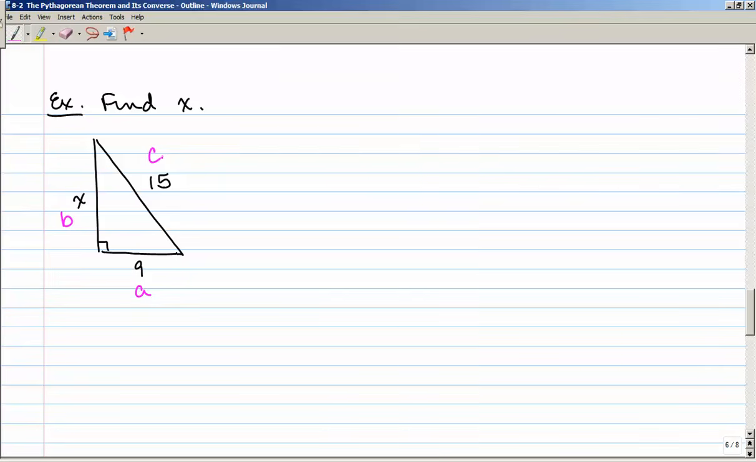And remember, A and B are interchangeable. So a squared plus b squared equals c squared. C must be the hypotenuse. So 9 squared plus x squared equals 15 squared, or 81 plus x squared equals 225.